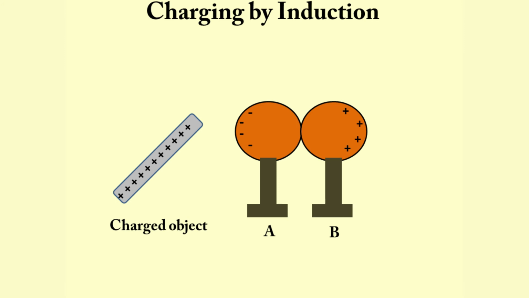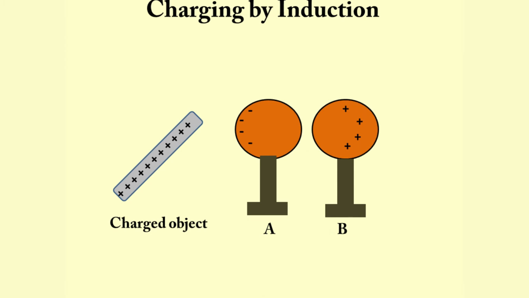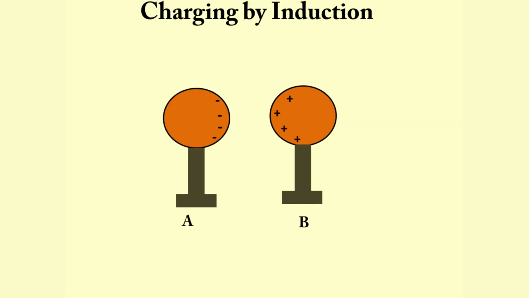Now step number 3. Separate the spheres by a small distance while the rod is still held near the sphere A. Now the sphere A has negative charge due to excess of electrons and sphere B has positive charge due to deficiency of electrons. Step number 4. Remove the rod and charges will redistribute themselves as shown in the figure. And as a final step, separate the spheres quite apart and the charges on them will get uniformly distributed all over the surface. And now we have successfully charged two bodies.